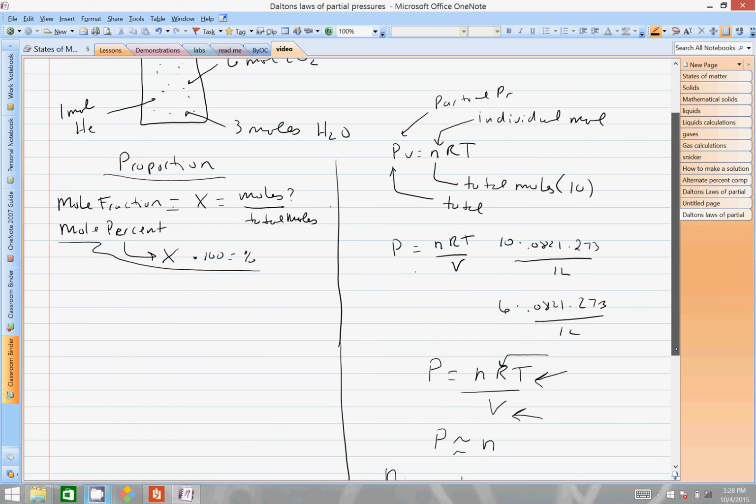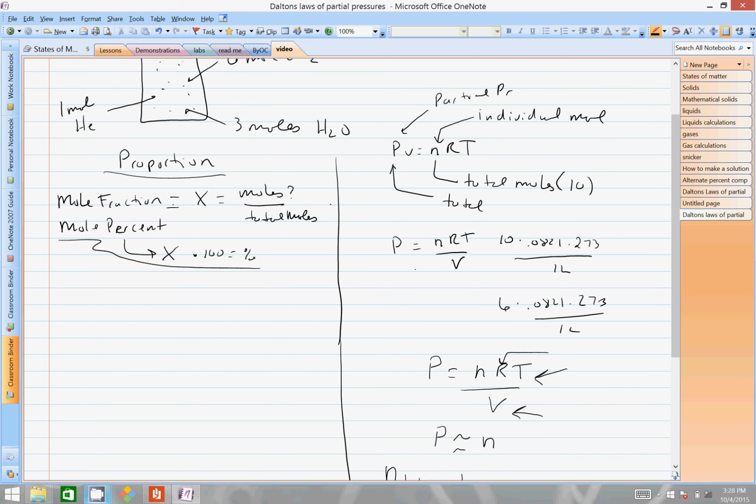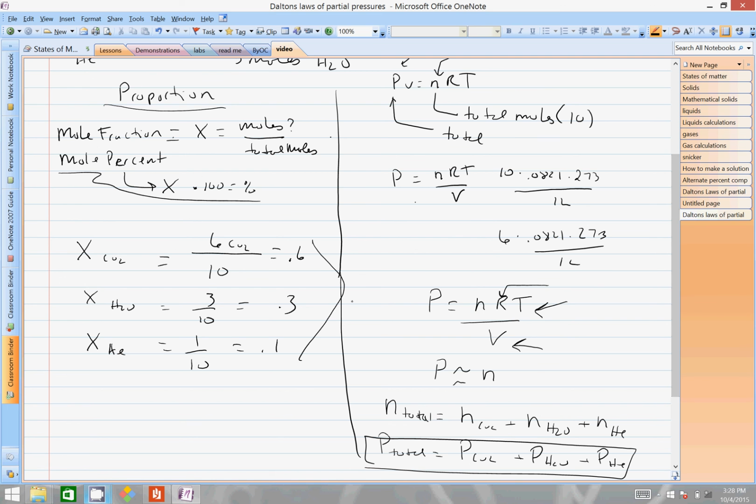All right. So in this situation, whenever I want mole fraction, I go to total moles. In this case, happens to be 10. So the mole fraction of carbon dioxide would be 6 moles of carbon dioxide divided by total moles of 10 gives me 0.6. Mole fraction of the H2O would be 3 divided by 10 equals 0.3, and then the mole fraction of the helium would be 1 over 10, 0.1. Now notice that in this case all of my mole fractions add up to 1.